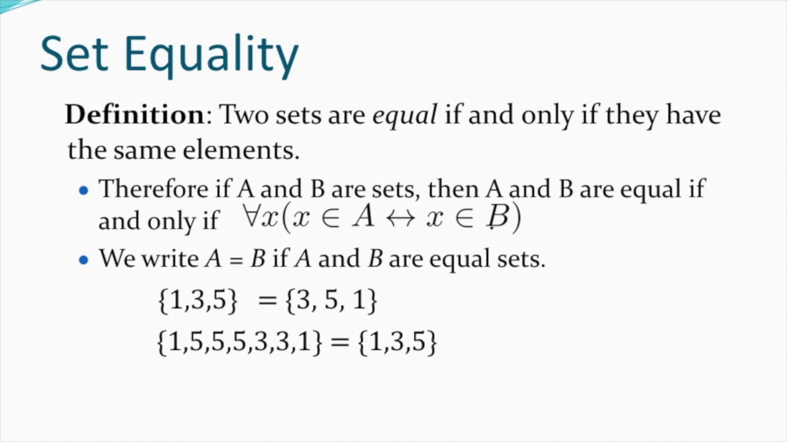So we could write A equals B if and only if A and B are equal sets based on the definition. We can see here that the first set, A, contains the elements 1, 3, 5. The second set also contains 3, 5, and 1. Now look at the second example. The first set A has the elements 1, 5, 3, 3, 1, and the second one is 1, 3, and 5. Are they equal? Yes.